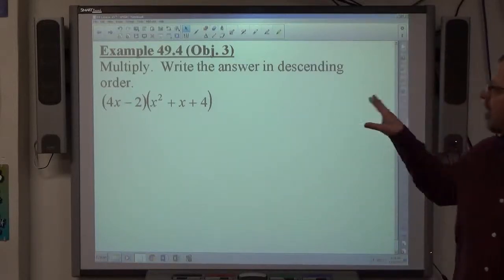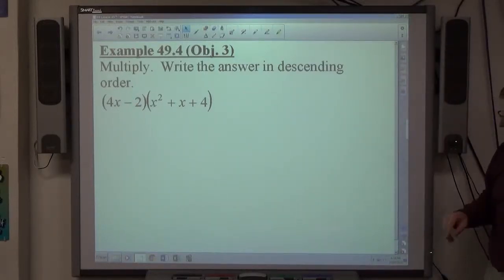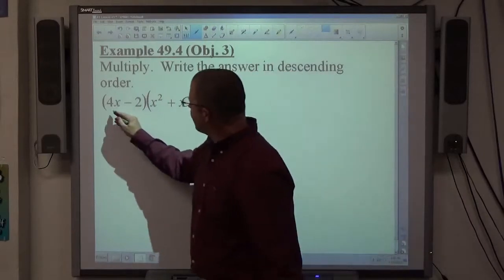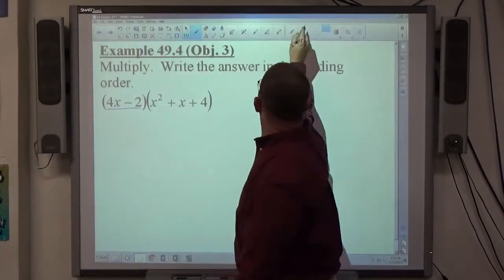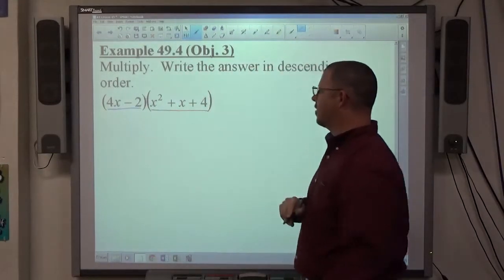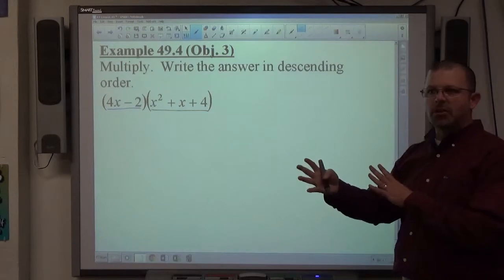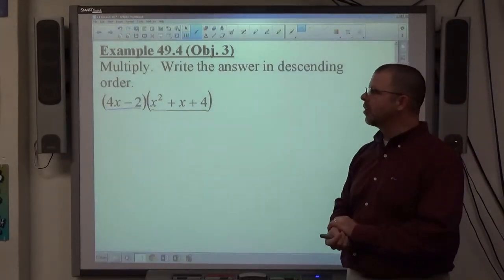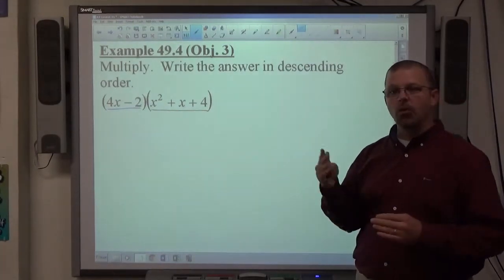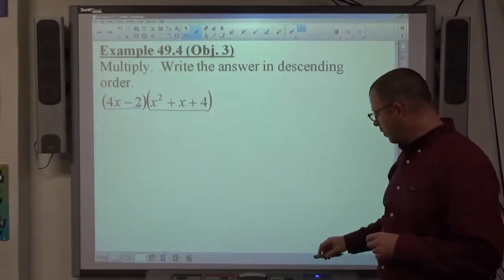Okay, moving on to example 4. This, you'll notice, is a binomial, 4x minus 2, times a trinomial, x squared plus x minus 4. Of the 3 techniques I showed you, FOIL will not work. FOIL is a very specialized process, only works on binomials. Once you get to trinomials, only column multiplication or distributive property work.